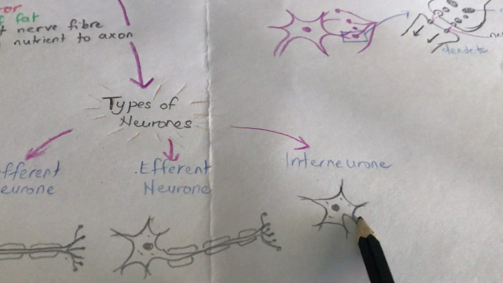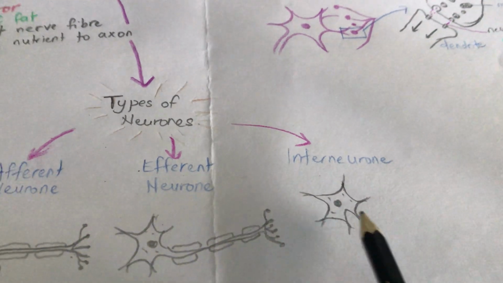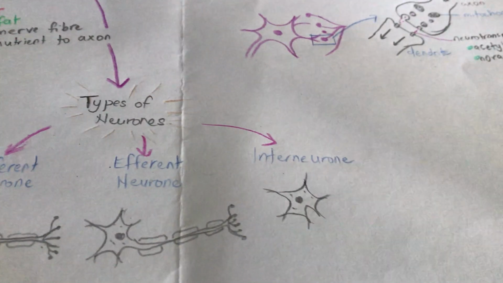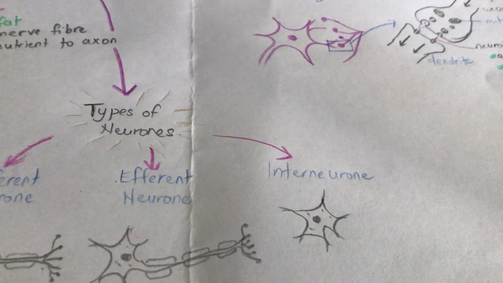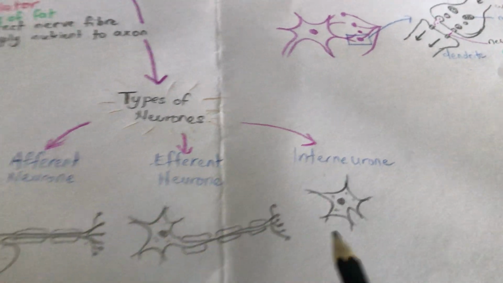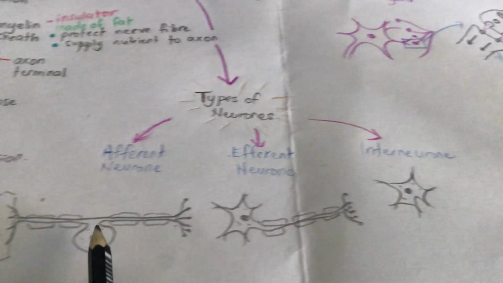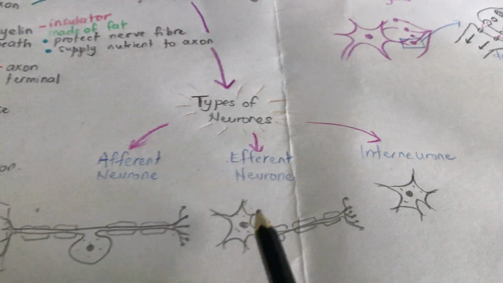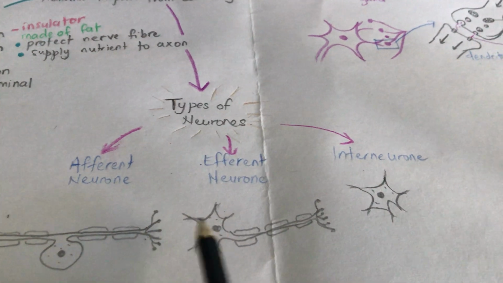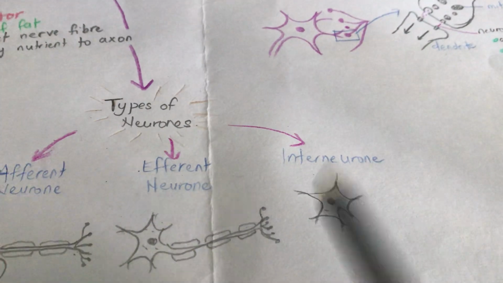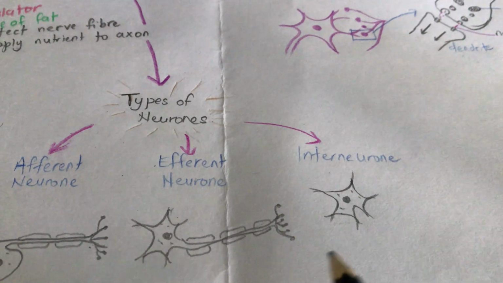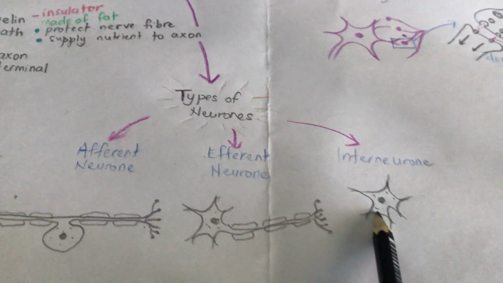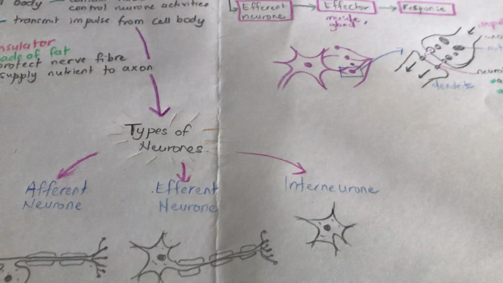Okay, last one is the interneuron. Interneuron, you see, dia ada cell body sahaja, smaller axon and smaller dendrite. Okay, dia tak panjang. Macam ni dia ada dendrite yang panjang, axon yang panjang. Ni axon panjang, dendrite pendek. While this one, dendrite pendek, axon pun pendek. So interneuron you can find in the brain. Okay, jumpa dia dalam otak.